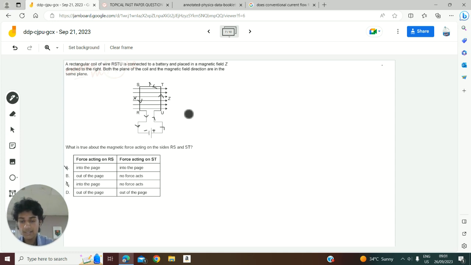Now the force on ST. For ST, there is no force that acts because if you try to use your hand rule, you cannot position it so that the current is moving left and the magnetic force is up, and it is not on the direction of the field lines as well. So it's B.